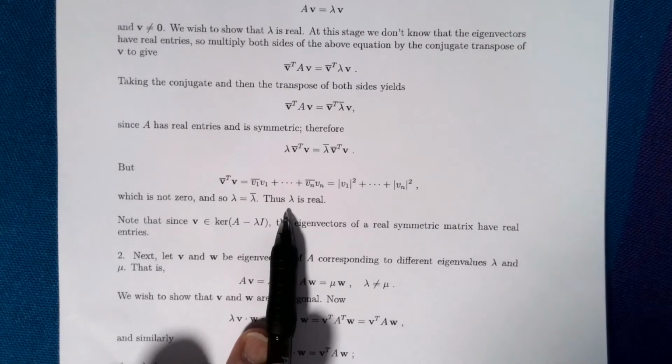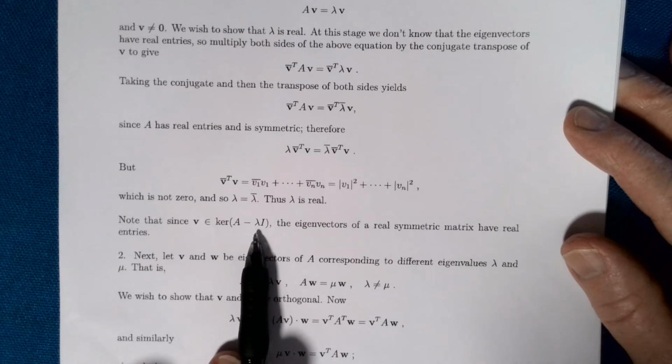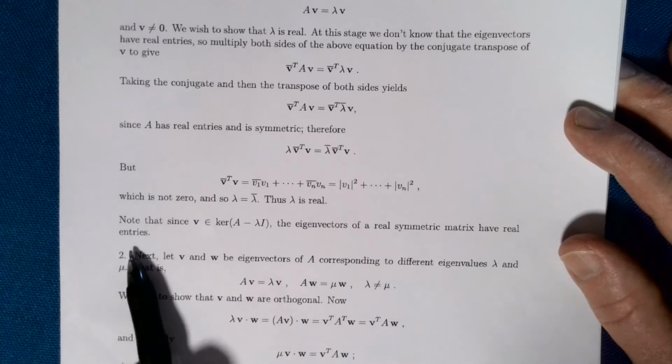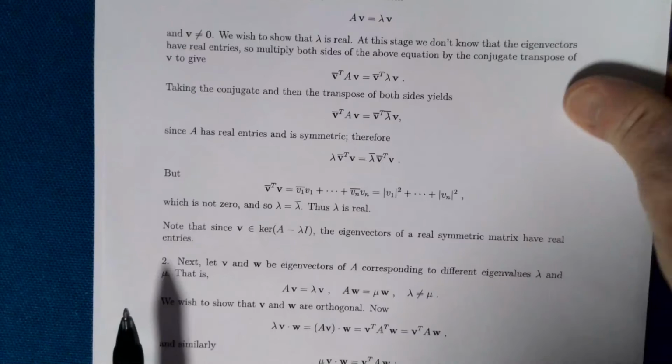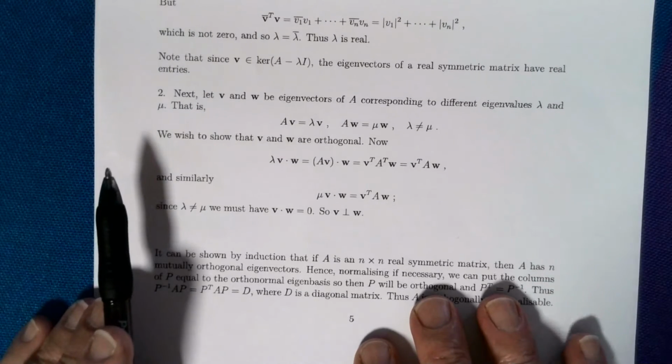Now of course, since our eigenvectors are in the kernel of A minus lambda I, the eigenvectors of a real symmetric matrix are also real. The other thing we wanted was to show that the eigenvectors from distinct eigenvalues are orthogonal.